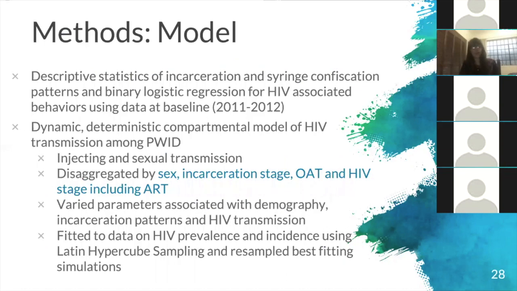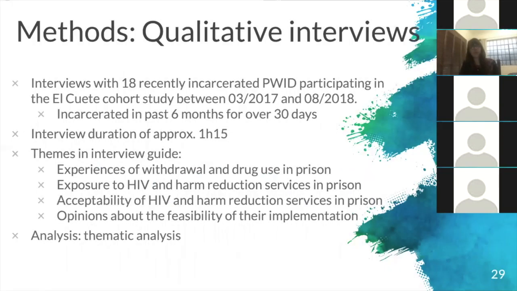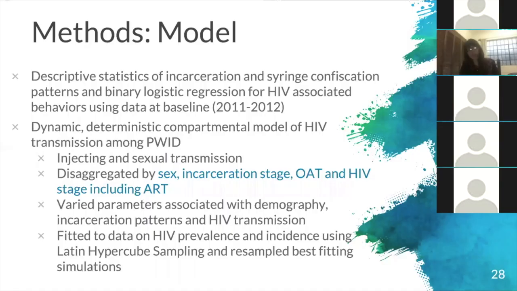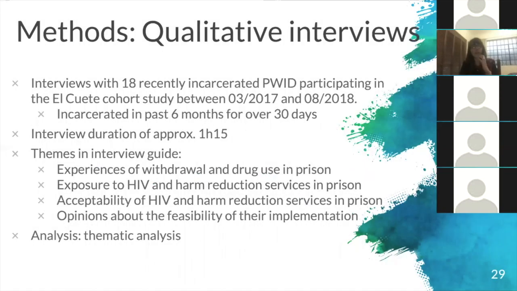I'm going to go a little bit quickly through the modeling. Basically, we developed a deterministic model that was disaggregated by sex, incarceration stage, and OAT and HIV stage. And I carried out 18 interviews with recently incarcerated people who inject drugs. These lasted approximately 1.15 hours. And I looked at experiences of withdrawal and drug use in prison, exposure to HIV and harm reduction services, acceptability of HIV and harm reduction services in prison, and finally, opinions about the feasibility of implementation of these services. And I used thematic analysis to analyze the data.